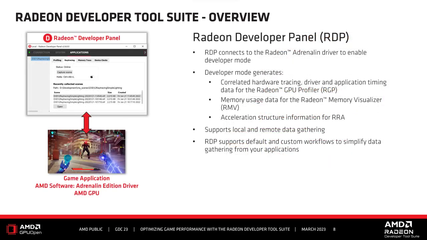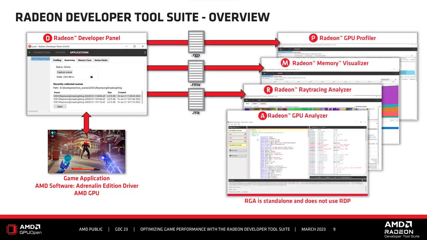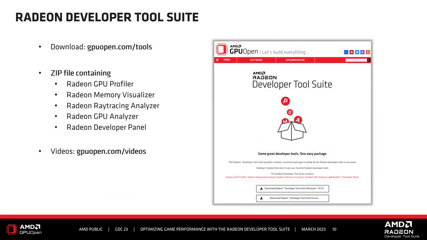The fifth, and perhaps the most important component of the suite, is the Radeon Developer Panel, or RDP for short. The panel provides the communication channel that delivers requests to and receives data from the AMD Radeon Adrenalin driver. RDP provides the data used by RGP, RMV, and RRA, and can be used locally or remotely over the network to connect to other systems running the Adrenalin driver. The Radeon Developer Tool Suite can be downloaded from GPUOpen.com, and you can also find introductory videos for all of our tools on the videos page.